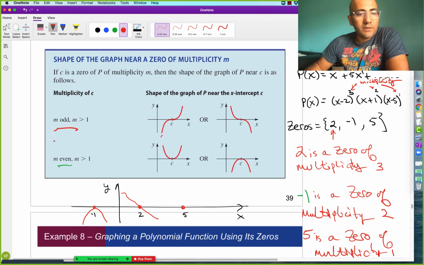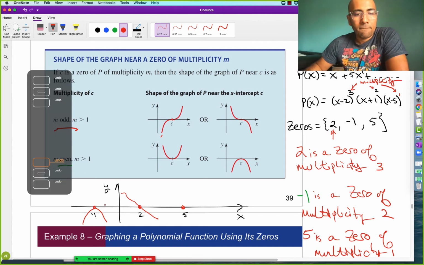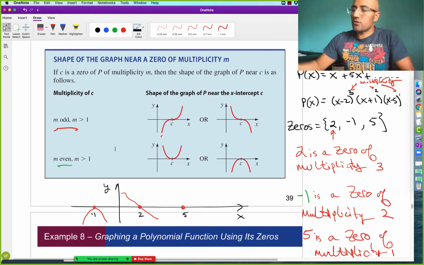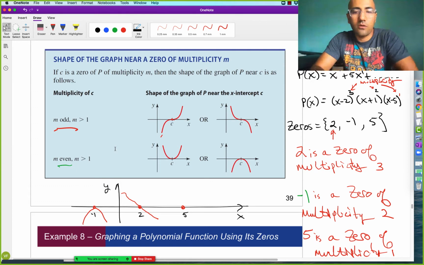So the odd multiplicities punch through to the other side, and the even multiplicities just touch it and go back the way they came. Right? At this point, we don't really have a way of knowing whether it's going to be this shape or this shape. We just know it's one of those two shapes when we have an even multiplicity, and we know that it punches through to the other side when we have an odd multiplicity. Good. So again, it's just another little piece of the puzzle that helps us figure out what the graph of the polynomial is going to be. Let's explore that with Desmos for this thing.